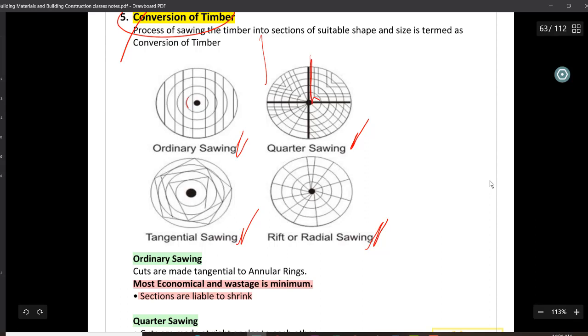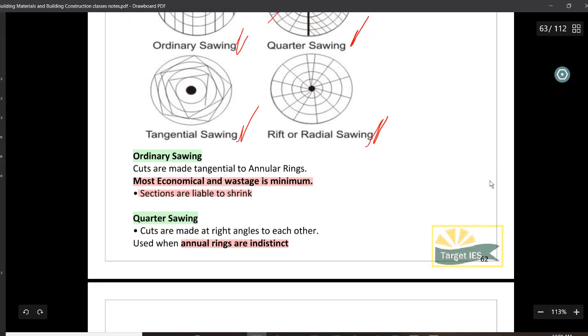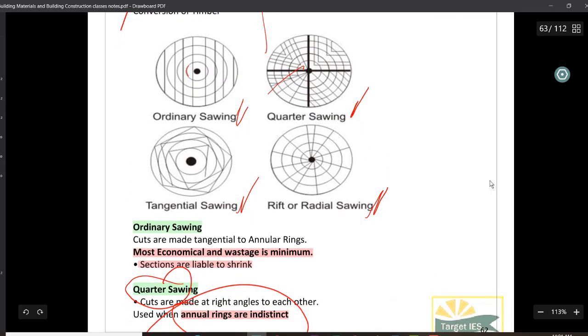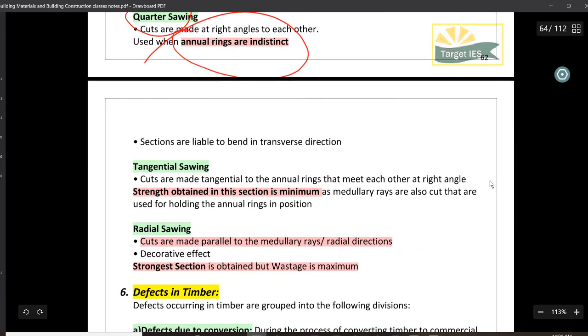Next we have quarter sawing. We are cutting it at right angles. You can see here, right? This is called quarter sawing. Its properties are not that good. Quarter sawing is done when annular rings are mostly indistinct. We can go for quarter sawing, but the properties are not that great. Sections are liable to bend in the transverse direction.